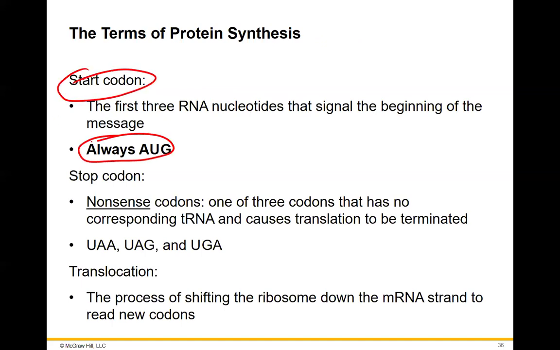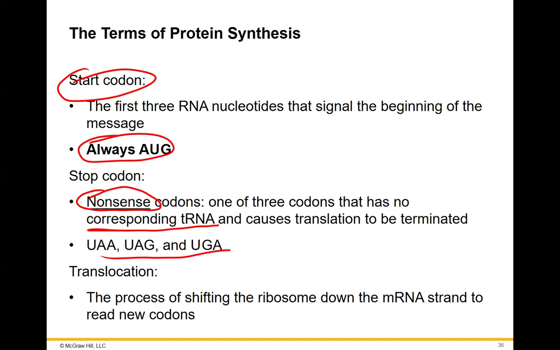It's always AUG. There are other organisms that don't necessarily have the same, but again, we don't need to worry about this. Stop codons are what we call nonsense codons because they don't have a corresponding tRNA, which causes it to terminate. So that's these guys down here. And then translocation is the term that we use for the ribosome shifting down to the next codon. And it'll shift on down to the next codon, and then the next, and keep on reading that.